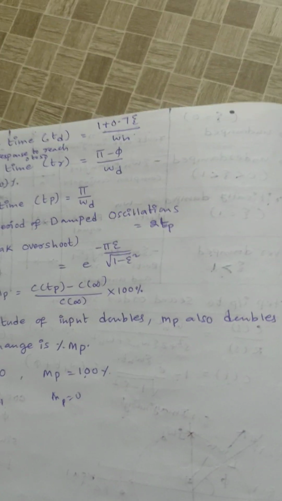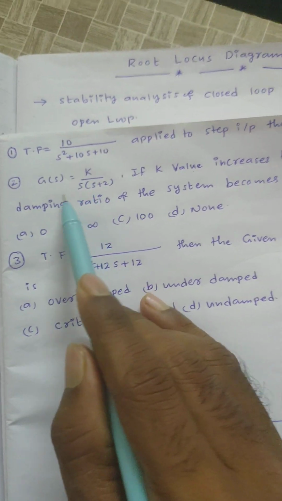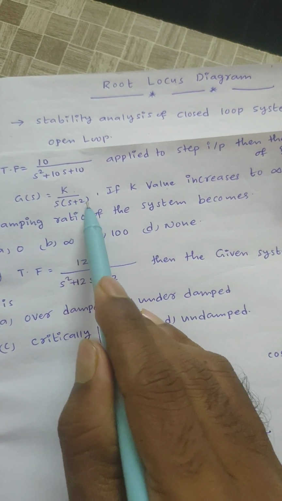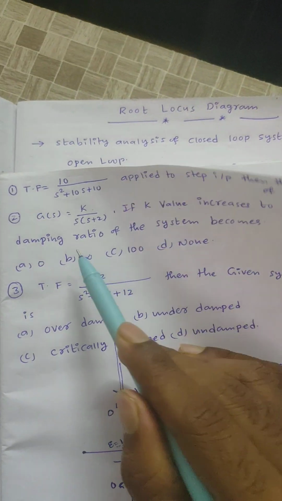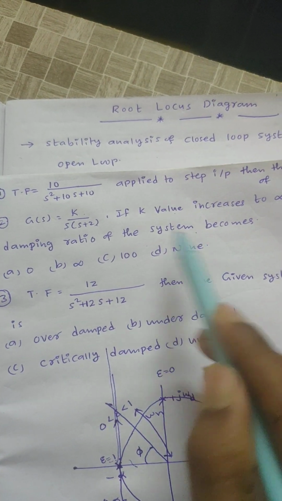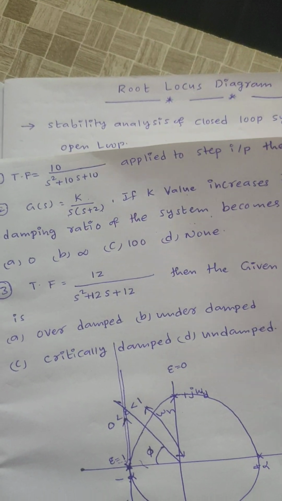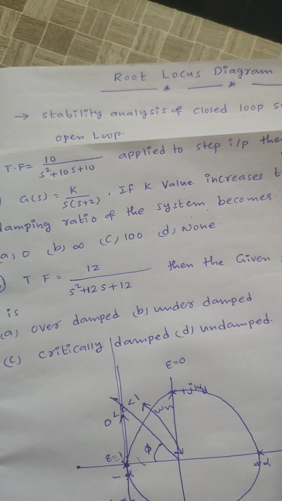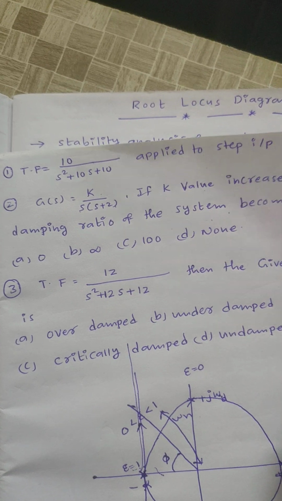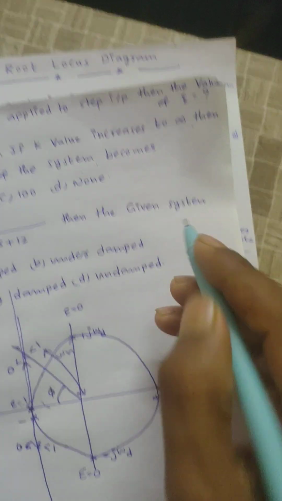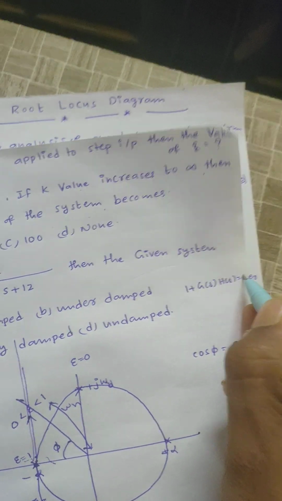Okay, now see here, if we solve one problem on this concept, G of s is equal to k by s into (s plus 2). If k value increases to infinite, then what is the damping ratio of the system? Now see here, what is the characteristic equation? 1 plus G of s into H of s, right? Then the characteristic equation you will get is 1 plus G of s into H of s equals 0.